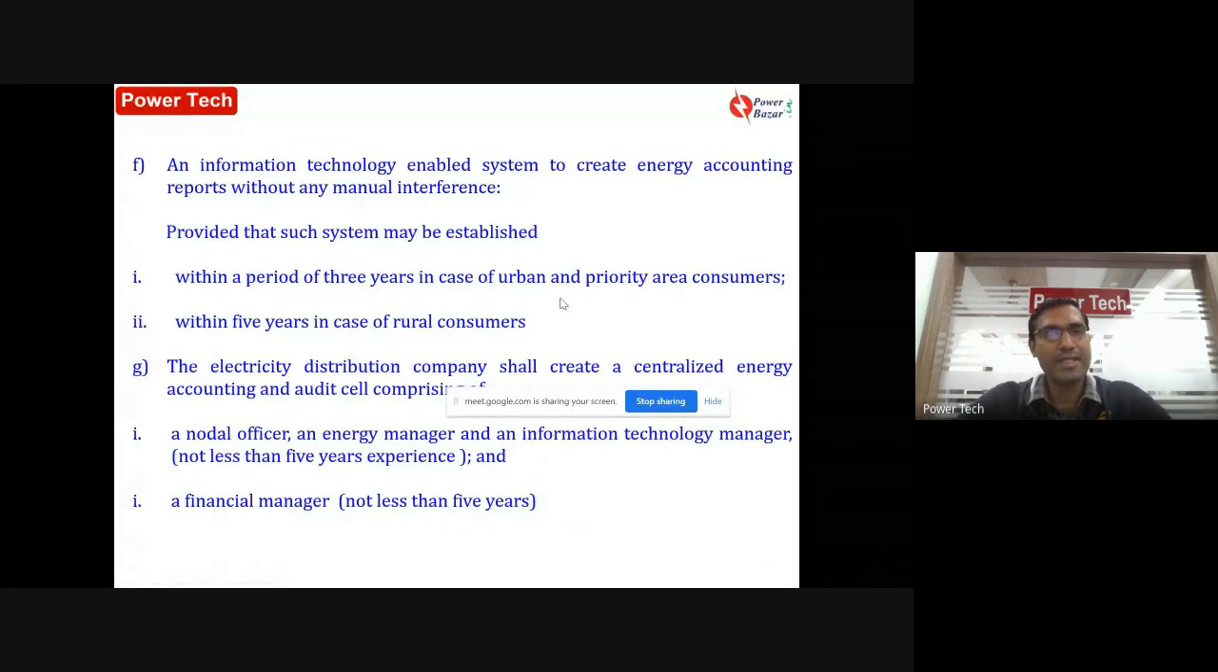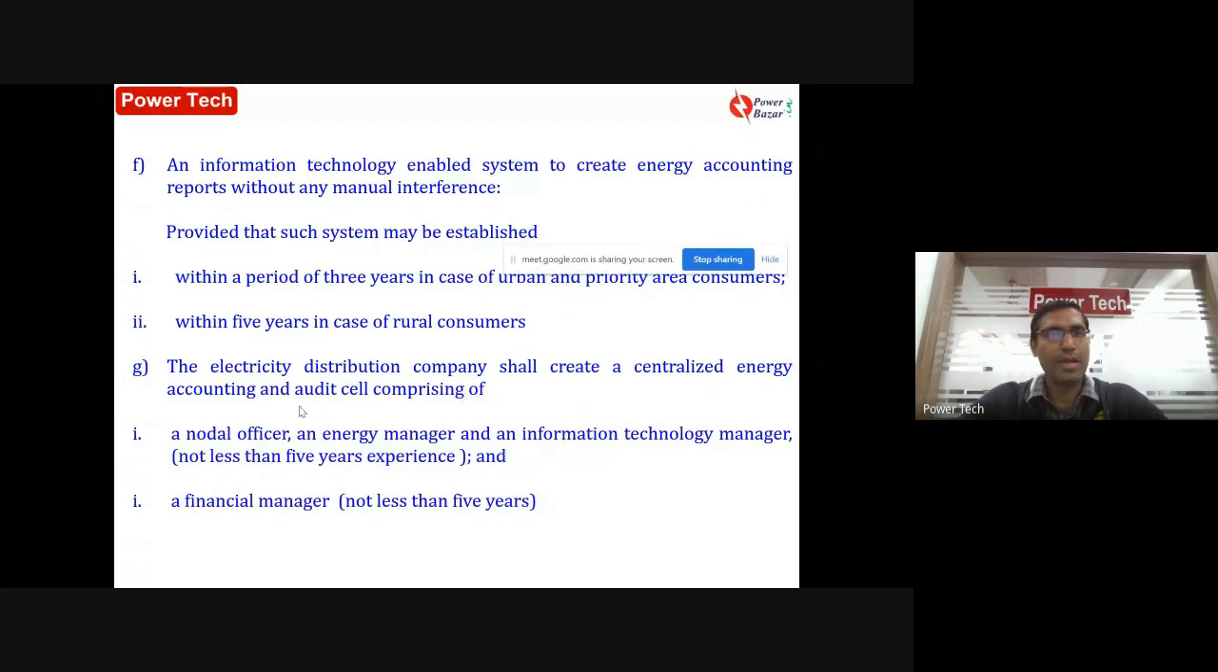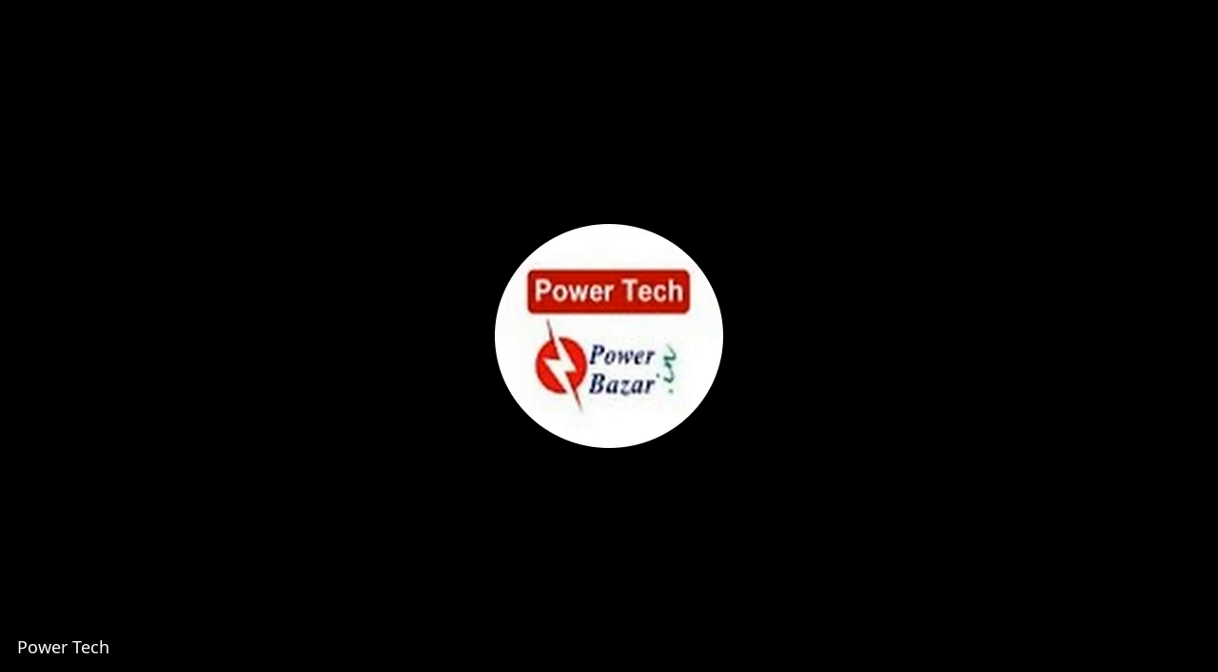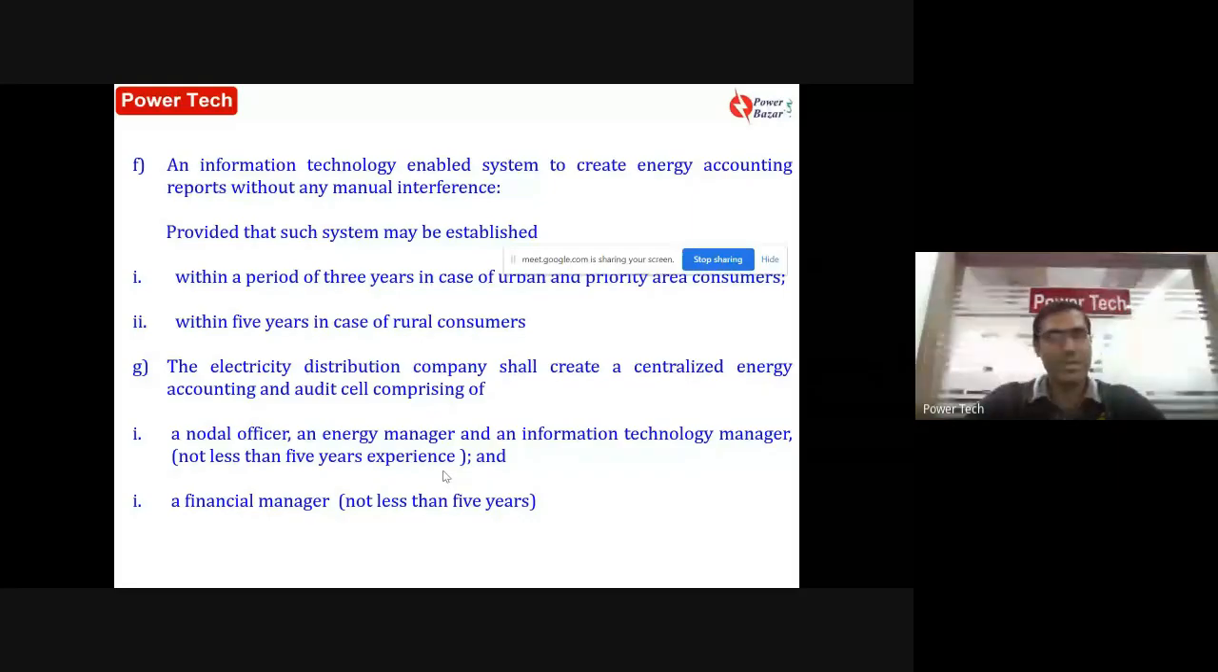So as I discussed, it's an information technology enabled system so that there is very little manual interference. Every electricity distribution company has to create a centralized energy accounting and audit cell, which should comprise a nodal officer, an energy manager, and an IT manager. Information about the feeder name and details and consumer details.